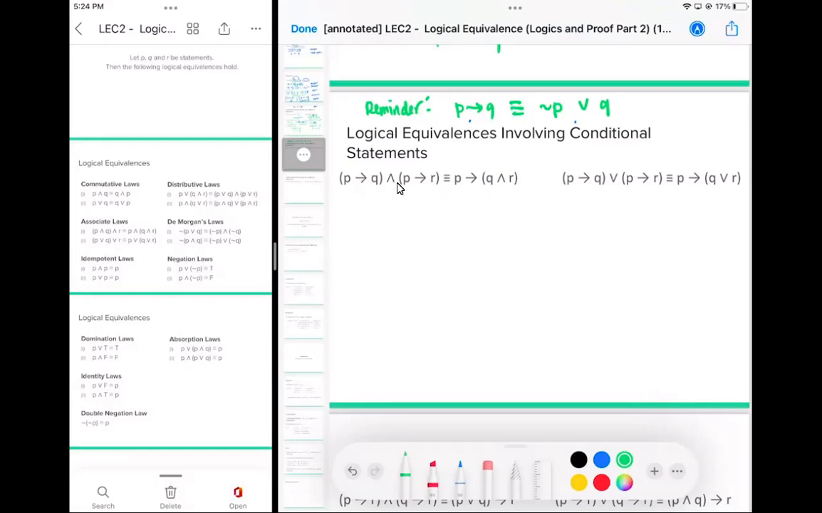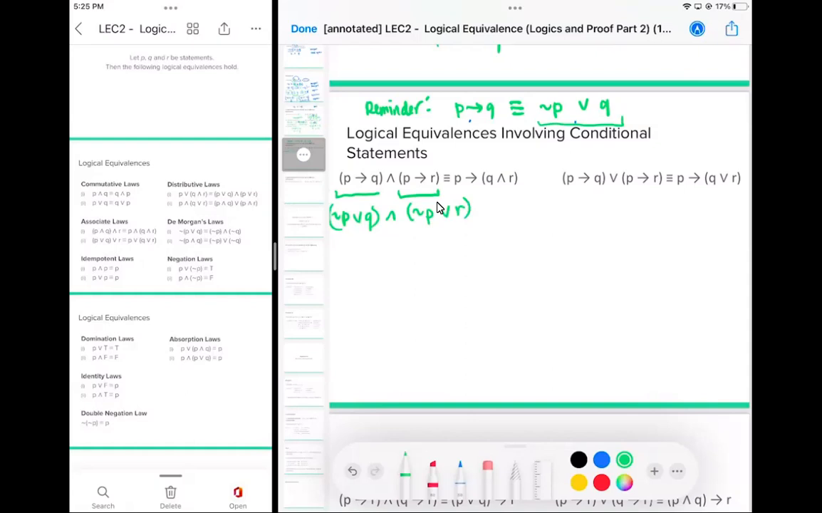So P implies Q and P implies R. Is it logically equivalent with P implies Q and R? Okay, so let us see. So the first thing that we can do is to convert these conditional statements or implications into the form of not P or Q. Okay, so P implies Q is equivalent to not P or Q. And P implies R is equivalent to not P or R.